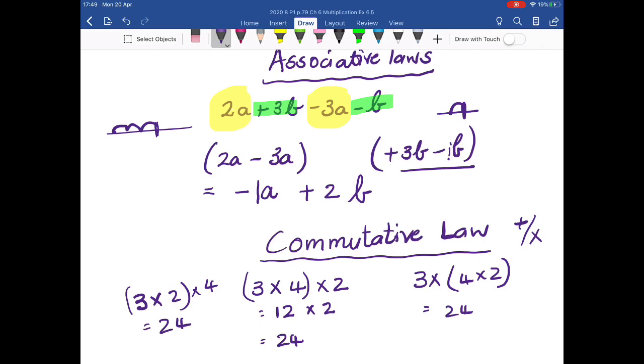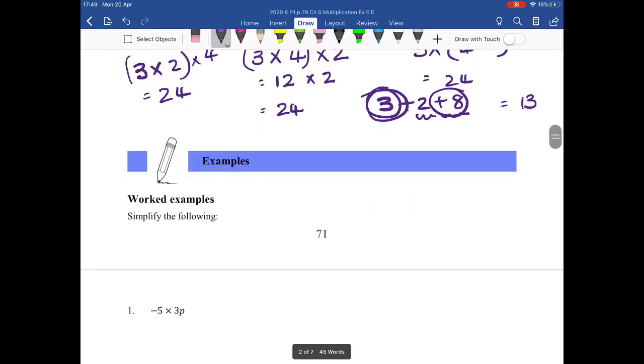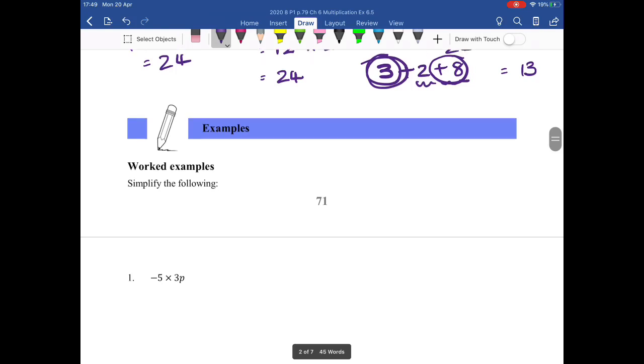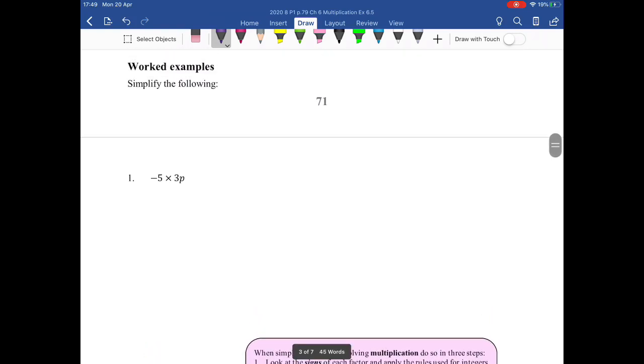So the commutative law, the same applies to addition. If I have 3 plus 2 plus 8, I can go 3 plus 8 is 11, 11 and 2 is 13. Or I can go 2 plus 8 is 10, and then add 3, which is 13. And that only works with addition and multiplication. Right, let's have a look at our examples for today.